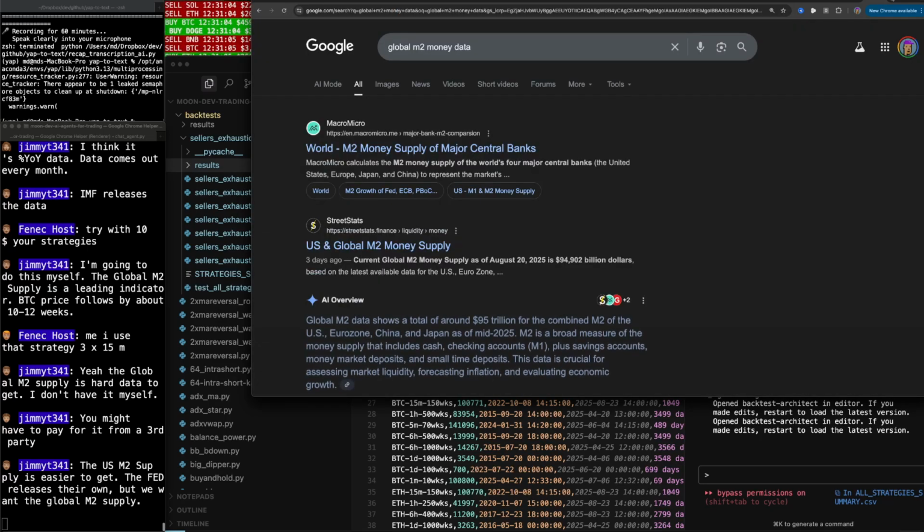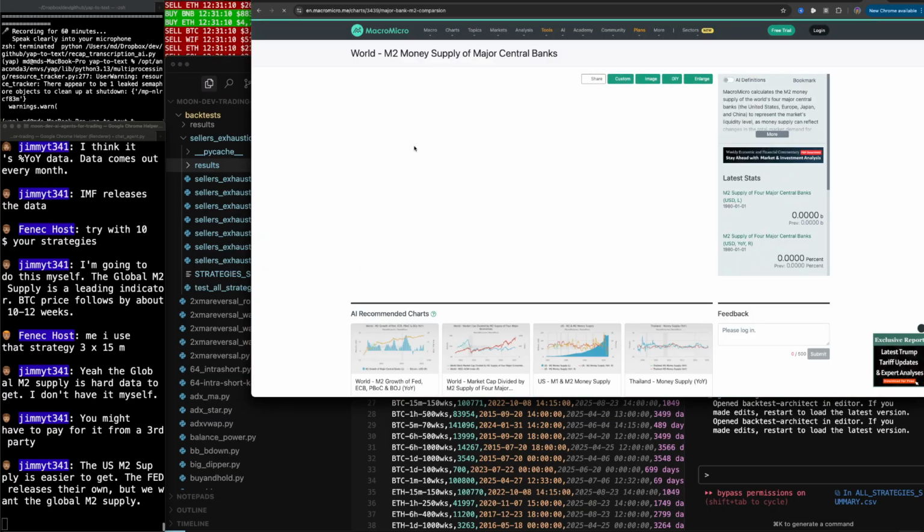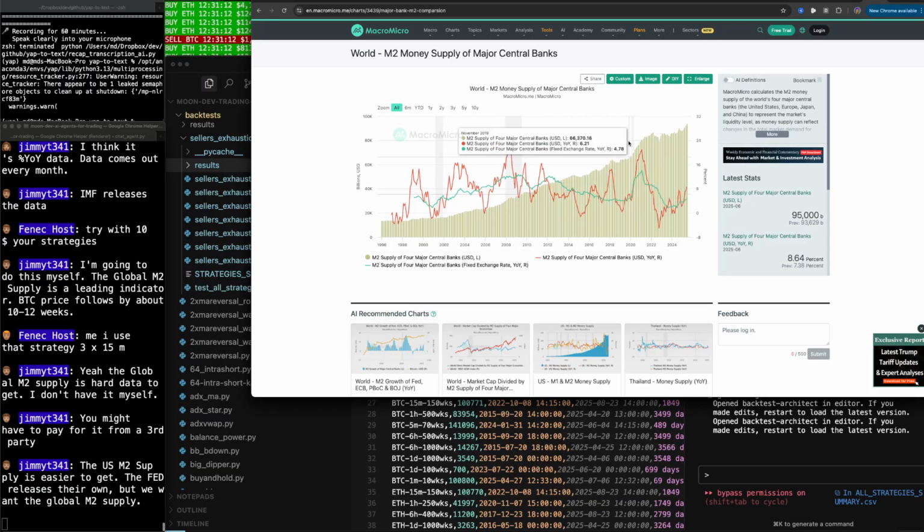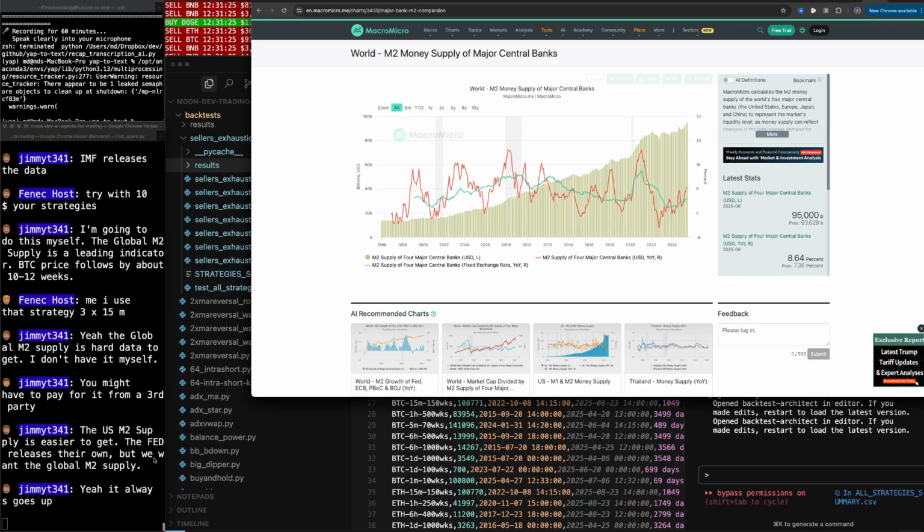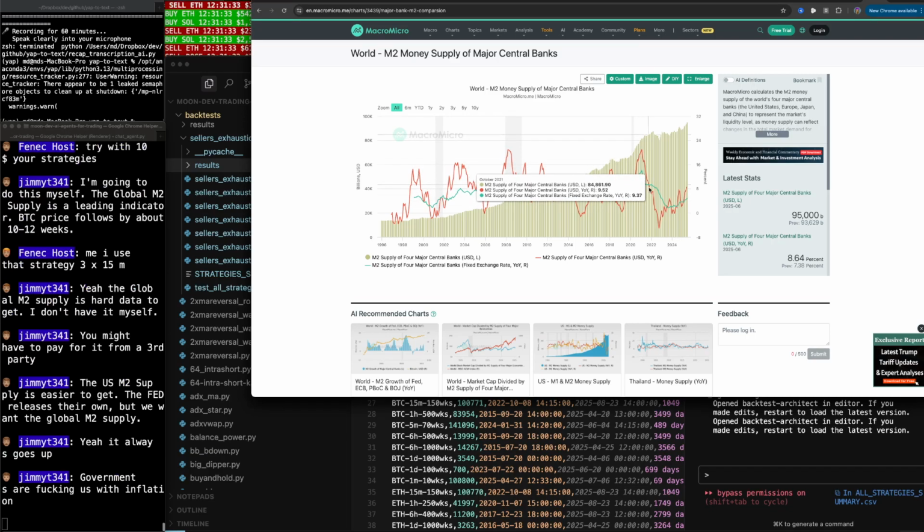All right. Well, anybody else have a different idea here? M2 money supply of major central banks. Okay, so that changes things. See, this is much different than just the US. The US M2 supply is easier to get. The Fed releases their own, but I want the global M2. Ours always goes up, but the global doesn't. What the hell? Is that for real? The US always goes up, but the global doesn't?